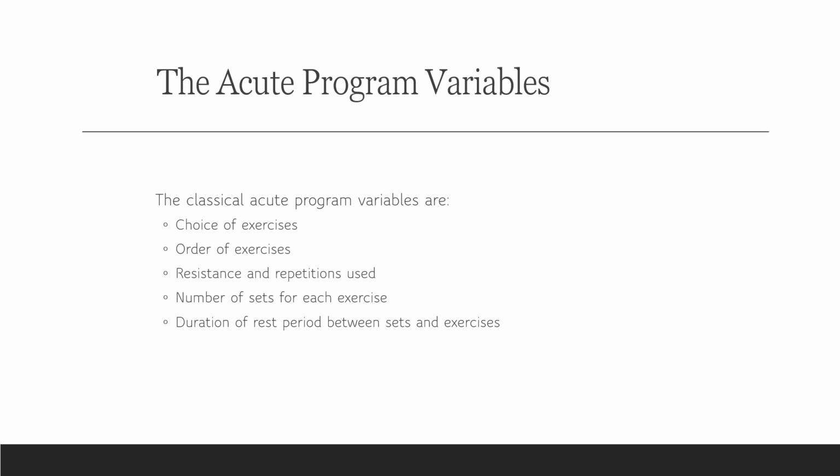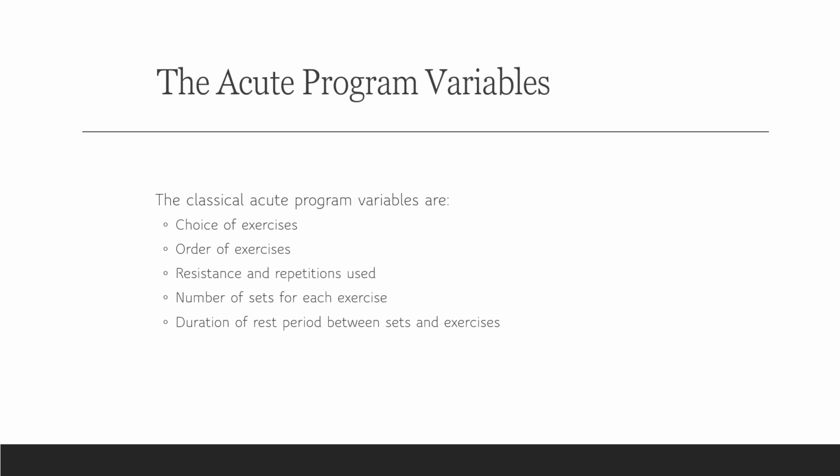Developed more than 20 years ago, the paradigm of acute program variables allows one to define every workout. Every resistance exercise protocol or workout is derived from 5 acute program variables. The classical acute program variables are choice of exercise, order of exercise, amount of resistance and number of repetitions, number of sets, and duration of rest periods between sets and exercises.